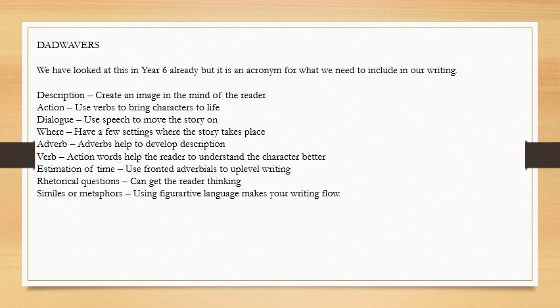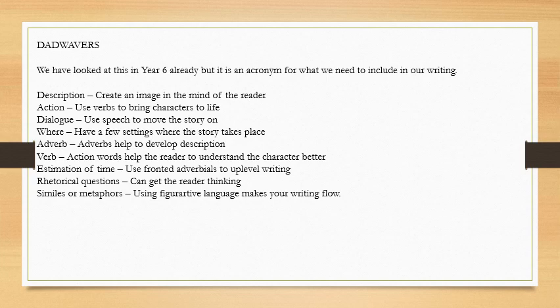The D is description, where you're creating an image in the mind of the reader. A is action, using verbs to bring characters to life. D is dialogue, using speech to move the story forward. Where, have a few settings where the story takes place. An adverb, which helps to develop description. A verb, which is obviously to help action words and maybe help the reader understand the character better.